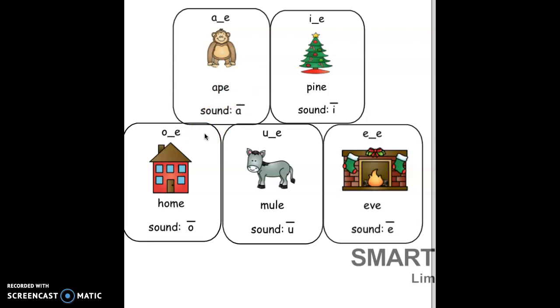O, consonant, magic E. Home, O. What does the E do to the O? Make it say its name. And the name is O, and the sound is O. U, consonant, magic E. Mule, U. What does the E do to the U? Make it say its name. And the name is U, and the sound is U. E, consonant, magic E. Eve, E. What does E do to the E? Make it say its name, and the name is E, and the sound is E.